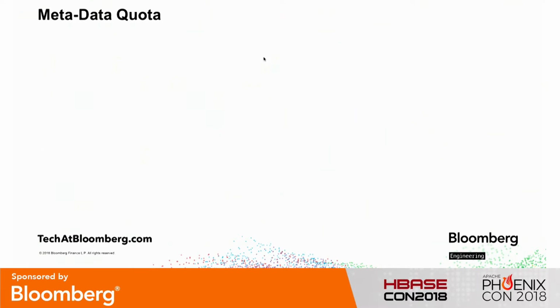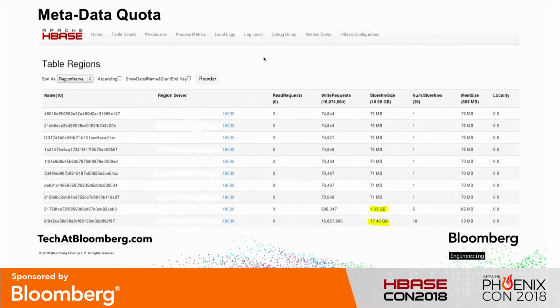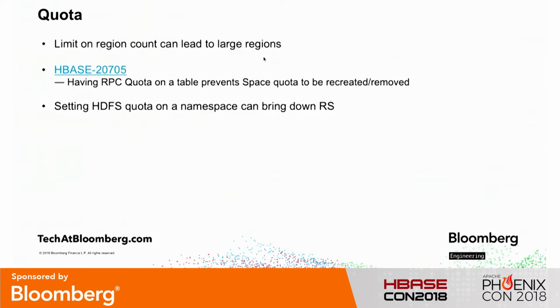Something to be aware of on the metadata quota. One would expect that if you set the number of regions to be 10, and say 10 gig for each region, then at 100 gig it should stop writing into the table. That would be the normal expectation. But what happens is the last region gets bigger and bigger. So it just keeps on writing. It doesn't stop writing at all. So just to be aware.